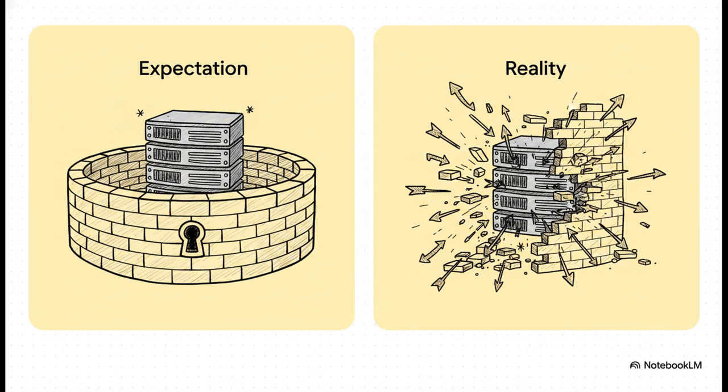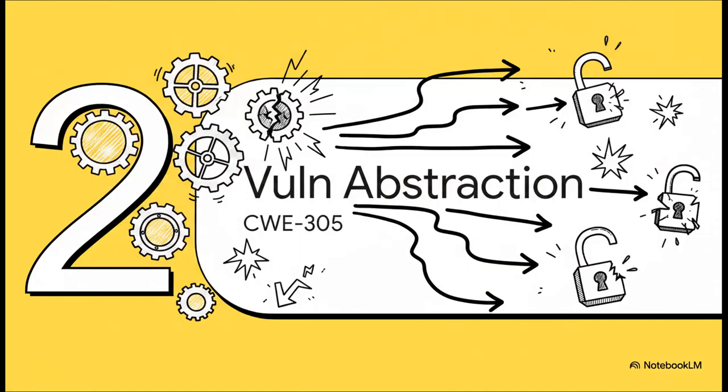In actual enterprise deployments, these backend interfaces get exposed all the time, sometimes broadly across internal networks, or, horrifyingly, straight to the open internet. Moving on to Section 2, Vulnerability Abstraction.